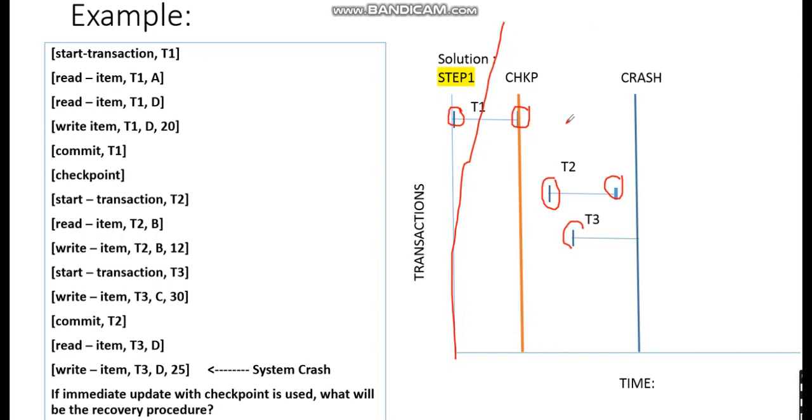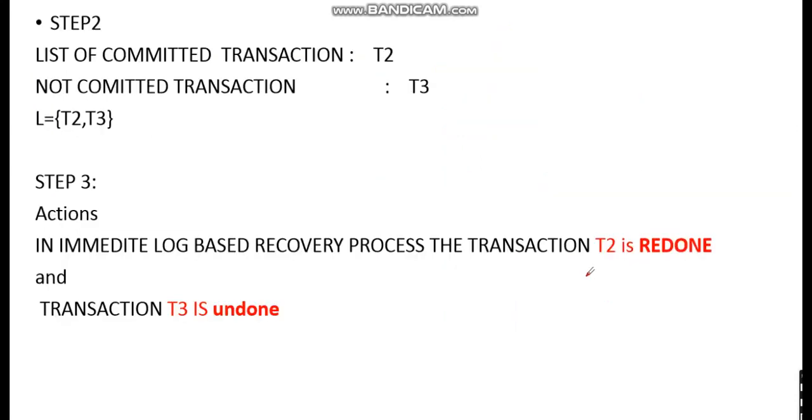अब नेक्स्ट क्या हो रहा है, चेक पॉइंट के बाद दो ट्रांजैक्शन हैं T2 एंड T3. Now let's go ahead and see what happened. Step 2 is what, list of committed transactions is what, T2, and not committed transactions is what, T3. तो लिस्ट में कितने ट्रांजैक्शन आएंगे, सिर्फ दो ही ट्रांजैक्शन आएंगे T2 एंड T3.